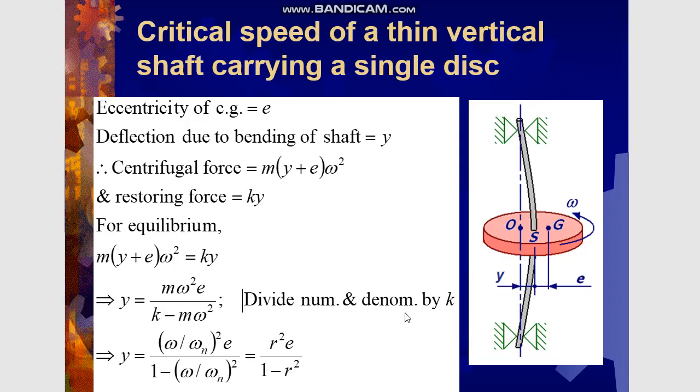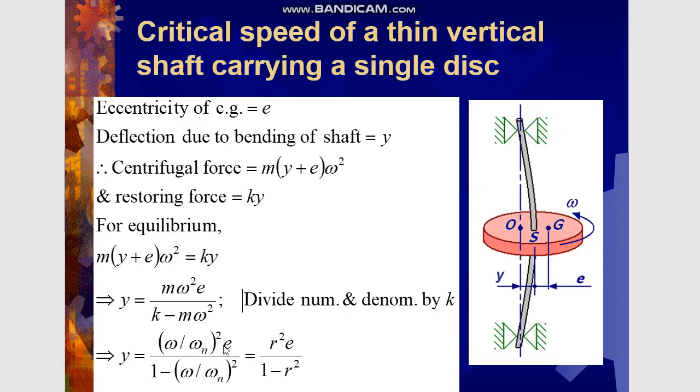So if we divide the numerator and denominator by k and invoke the expression that square root of k by m is nothing but the cyclic natural frequency, so here we get m by k, which is nothing but the reciprocal of the square of the cyclic natural frequency. So this equation transforms into this one, where the deflection y of the shaft is given by omega, the operating angular velocity, divided by the cyclic natural frequency, so it is squared, and this is multiplied by the eccentricity e.